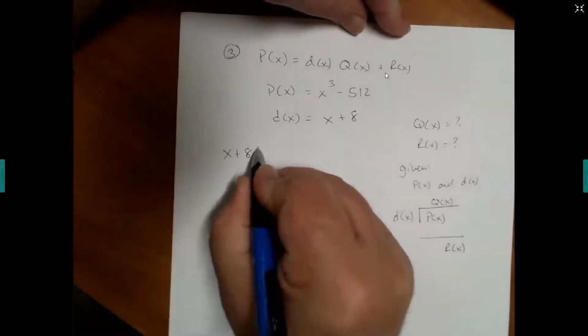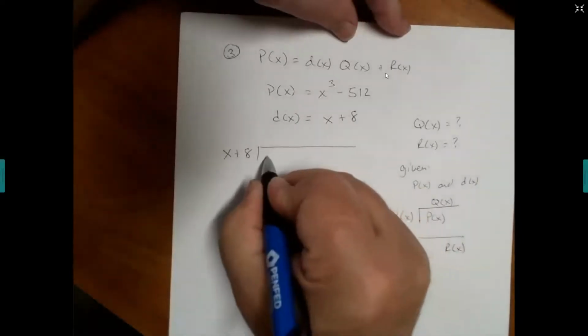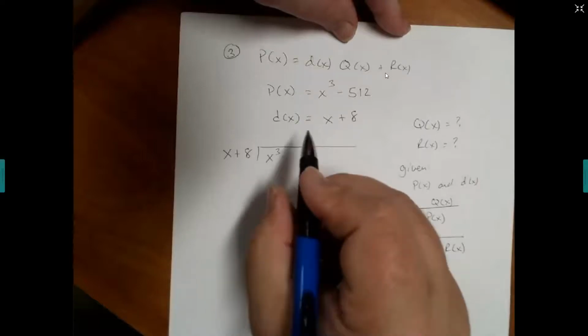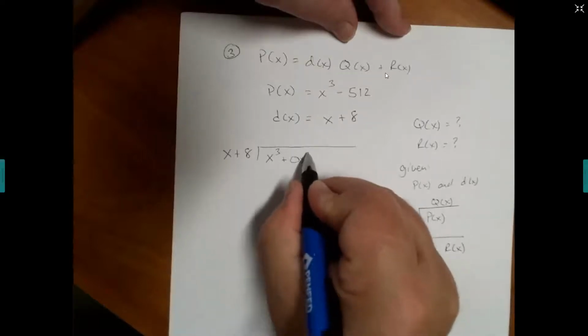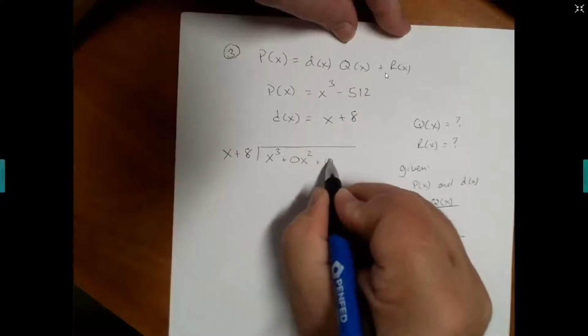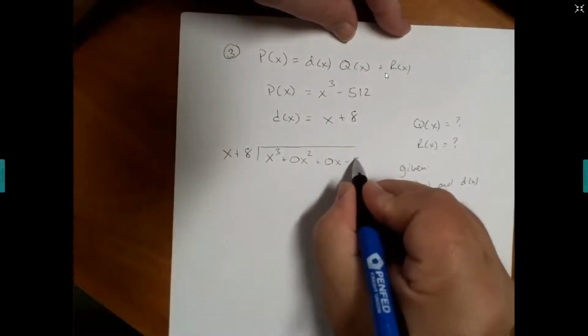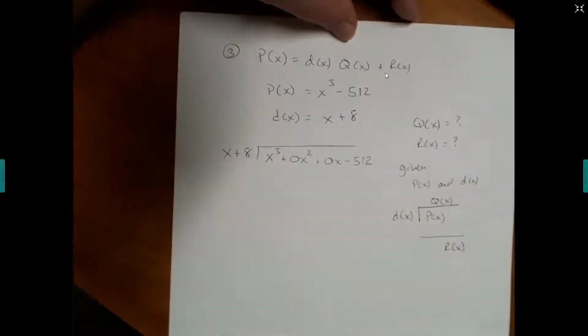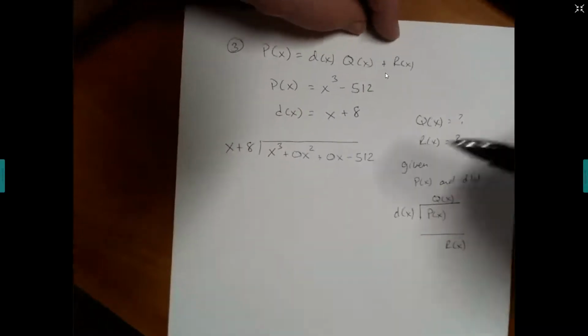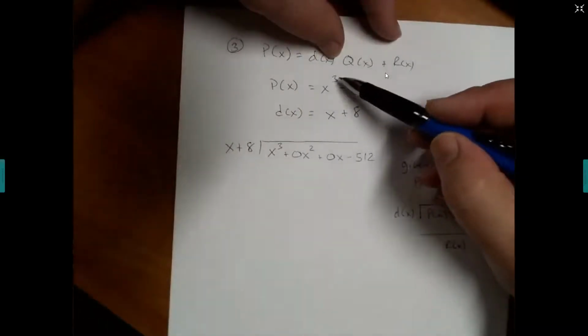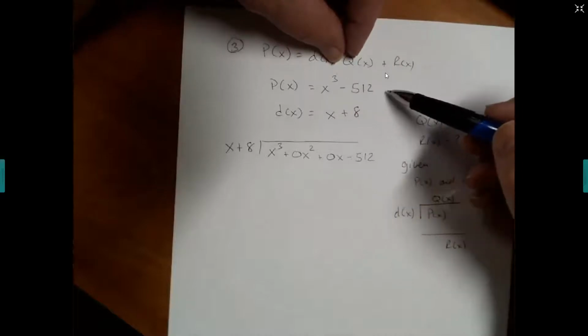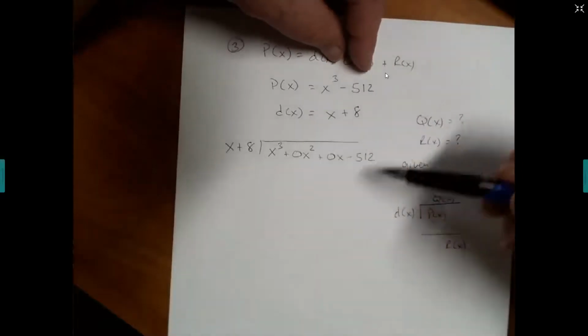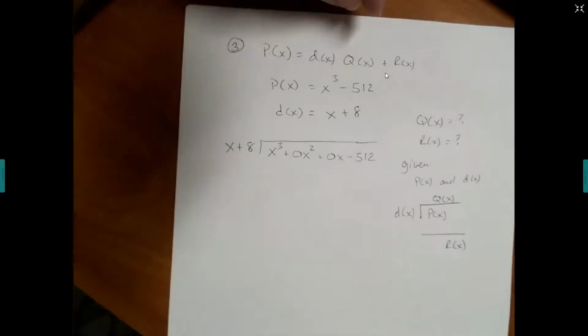X plus 8 goes into x cubed plus 0x squared plus 0x minus 512. Again, we have to put those zeros there. It starts with the highest exponent, x cubed, but it goes down to the constant. We have to put all those positions.